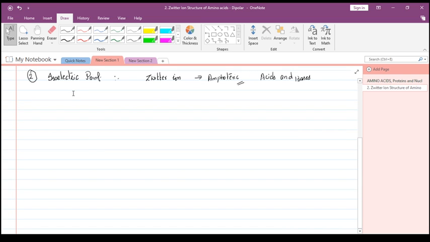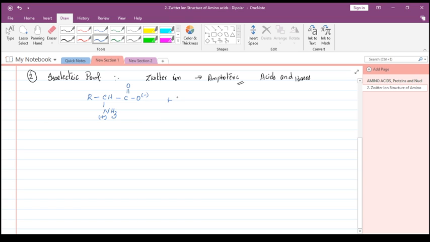So what is this Zwitter ion? We will be seeing. When acid is added, there is a Zwitter ion. All of us know what a Zwitter ion is. That is, you have R, CH, NH3 positive charge, and again you have COO minus negative charge. So this is a Zwitter ion.